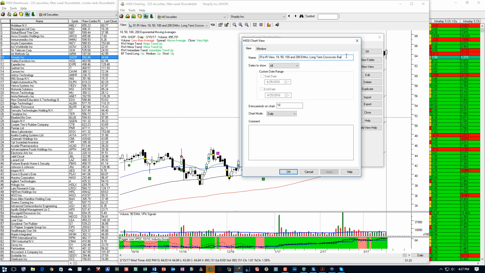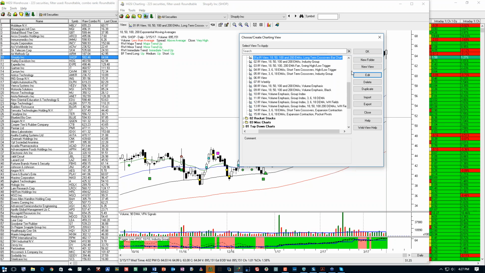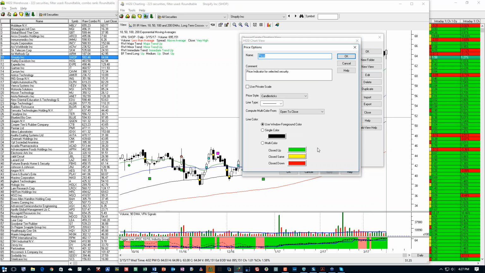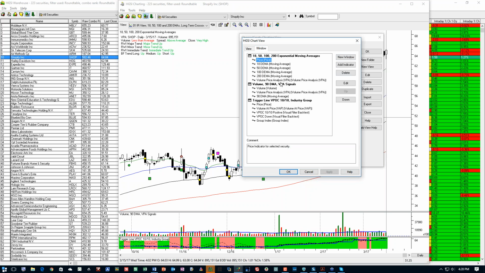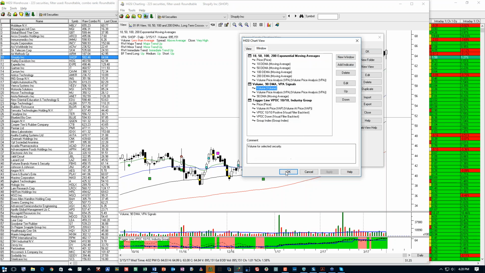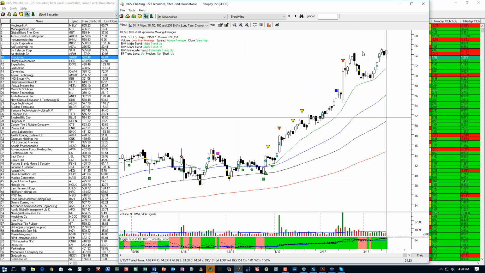I'm not going to keep this chart, and then I would edit the view. You go to where the price is, and you change it from candlestick to open, high, low, close. And you'll want to compute the color from last close to current close, which is the way that bar charts usually work. And then you'll want to do the same on the volume. You want to change it last close to current close. That's pretty much the standard for the bar charts.